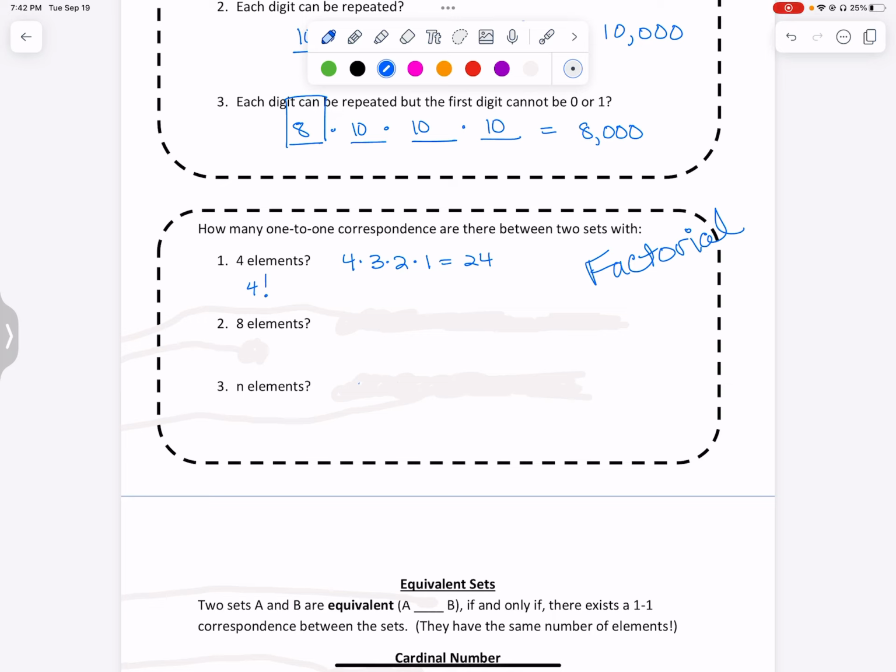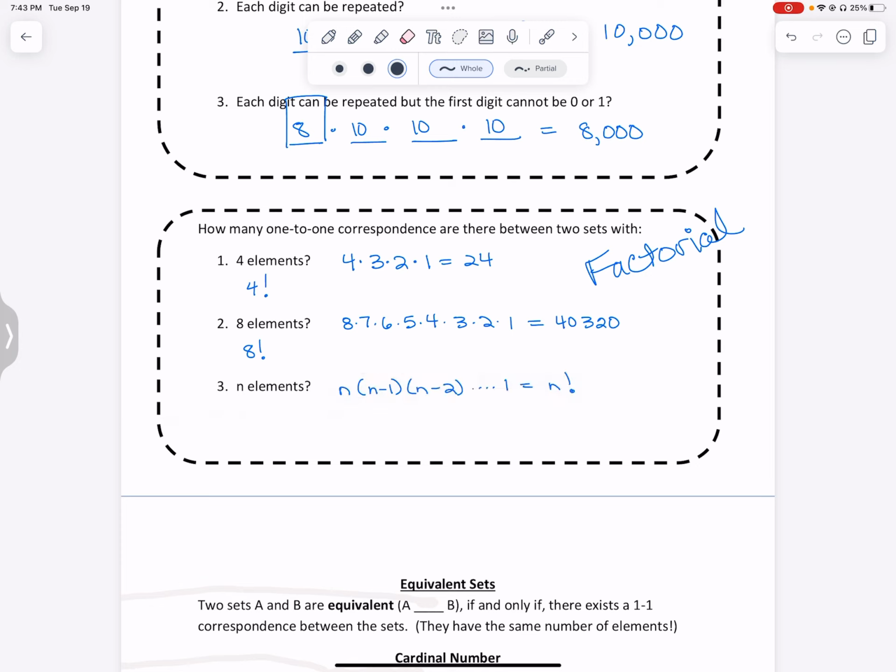Factorial. Okay. So if you had 8 elements, 8 people swimming in 8 lanes, that would be 8 times 7 times 6 times 5 times 4 and so on. So that's 40,320. Again, the shortcut method is 8 with an exclamation point. What about n elements? Well, that's going to be n with an exclamation point.